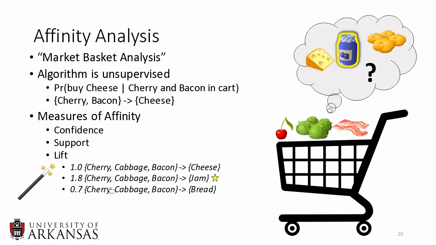And you've probably figured it out by now, but this lift of 1.8 for your cherry, cabbage, and bacon predicting jam, this gets a gold star. The reason it gets a gold star is because the lift here is 1.8. So it says people are 1.8 times more likely to buy jam when they've got these other things in the cart than they would be just to put jam in an empty cart or into a cart with other stuff in it.